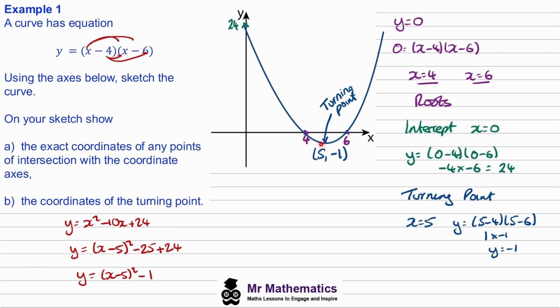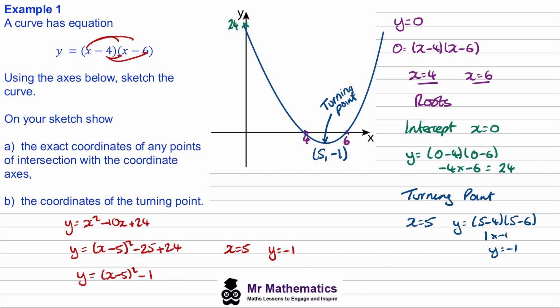Now you can see that this is the minimum of the curve. So we want the minimum possible value for y. But when we square something, we can never get a negative. The lowest we can get is 0. So the minimum y value is when this term equals 0. So this means that x must be equal to 5. And when this term does equal 0, the y will be negative 1. So y equals negative 1. That's exactly what we got here. So when you sketch a quadratic, you want to find its roots, its intercept, and its turning point.